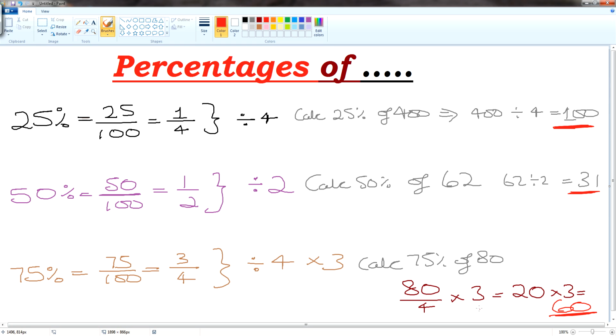That's better. Are we happy with what 25% means? Yeah. 25%, we're talking about a quarter of the item. 50% is half. 75% is 3/4. So to work out 25%, we divide by 4. To work out 50%, we divide by 2. And 75%, what do we do? You divide it by 4 and then times by 3.